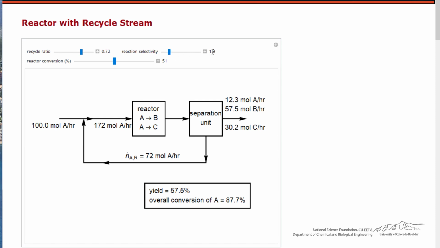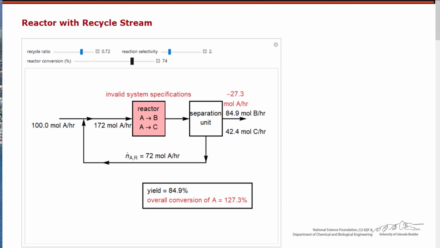Reaction selectivity is the ratio of B to C. So I've changed the reactor selectivity to 2, and so the ratio of B to C, you notice it's not exactly 2, but just because of significant figures, I'm only displaying 3 significant figures here. The recycle ratio, the reactor conversion, of course, I can also increase.